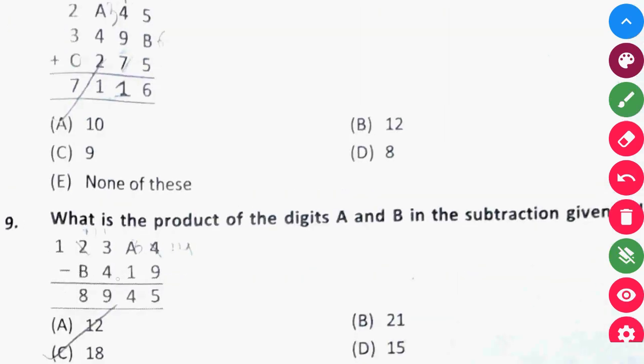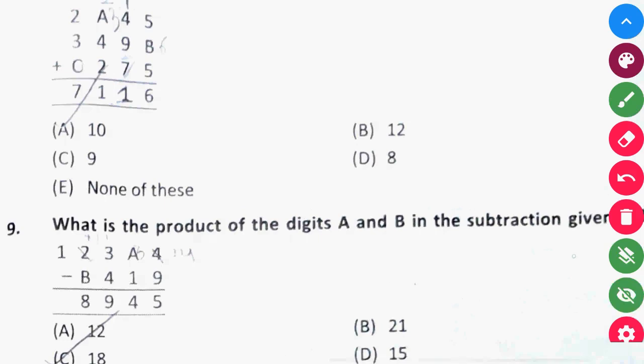Now again here you have to subtract, find the value of A and B, and you have to find the product of these digits. So first of all find the value of A and B and then multiply both of the digits.